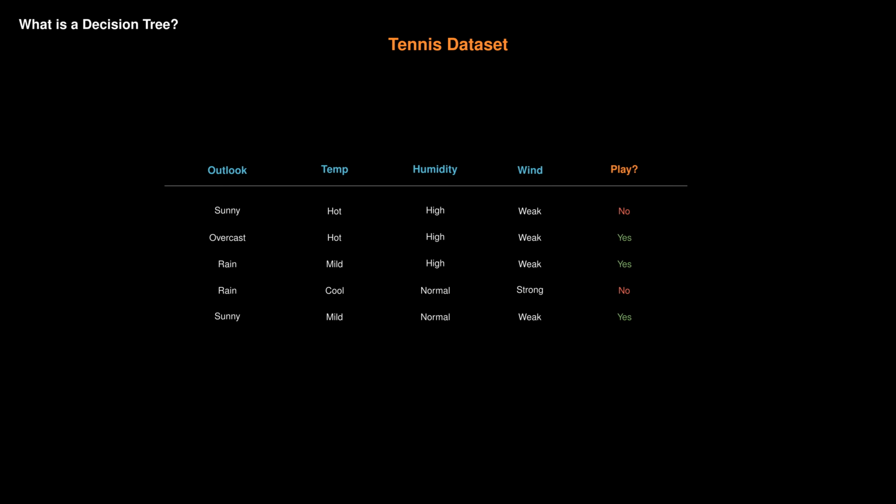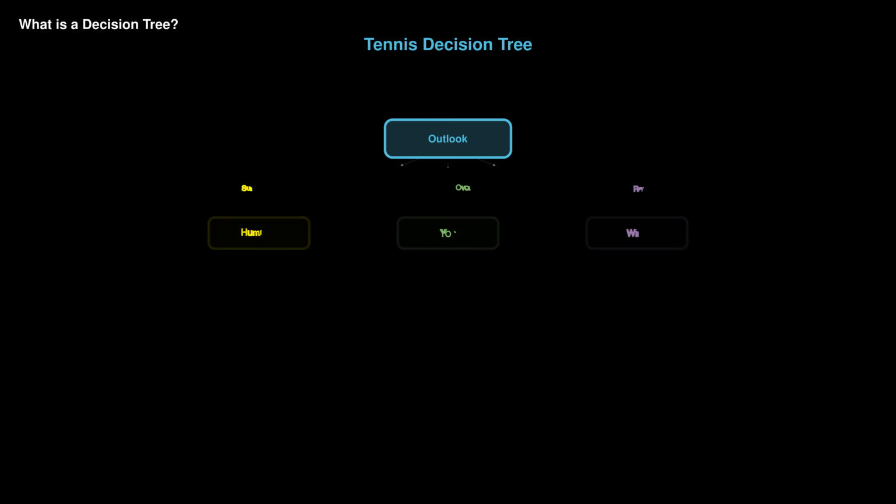Let's make this concrete with a classic example. Imagine you want to predict whether to play tennis on a given day. You have 4 pieces of information: the outlook, sunny, overcast, or rainy; the temperature, the humidity, and whether it's windy. Your target is simple: play tennis, yes or no. Here's what a decision tree for this might look like.